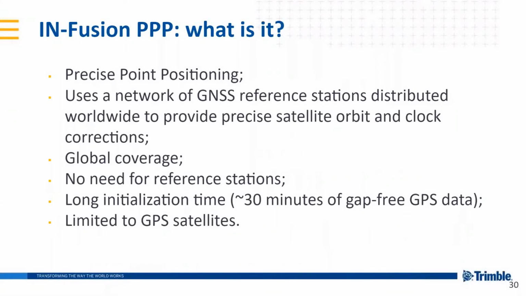Infusion PPP. PPP means precise point positioning. It uses a network of GNSS reference stations distributed worldwide to provide precise satellite orbit and clock corrections. This is worldwide and needs no reference stations, but it requires a long initialization time of about 30 minutes, gap-free, so it should be in good GNSS conditions. PPP is limited to GPS satellites only.